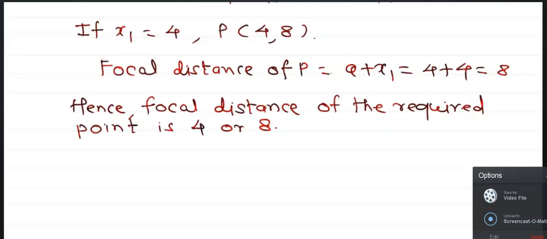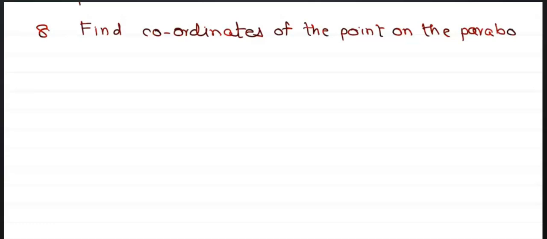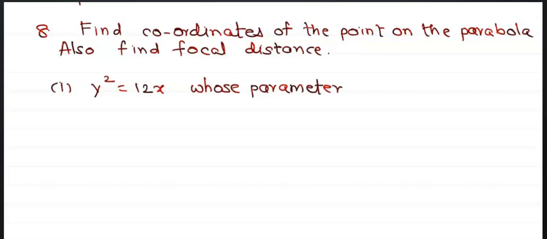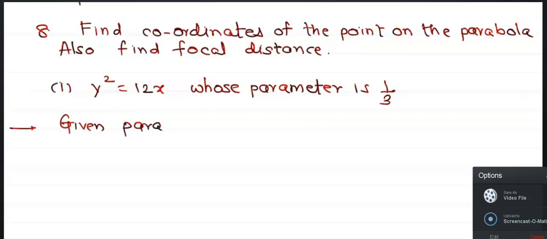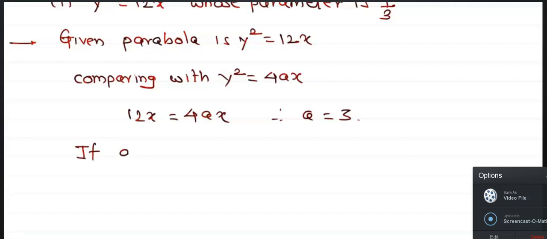Now the problem number 8. Find the coordinates of the point on the parabola y square is equal to 12x. Also find the focal distance. The parameter is 1 upon 3. Given parabola is y square is equal to 12x. Comparing with y square is equal to 4ax, 12x is equal to 4ax, therefore a is equal to 3.